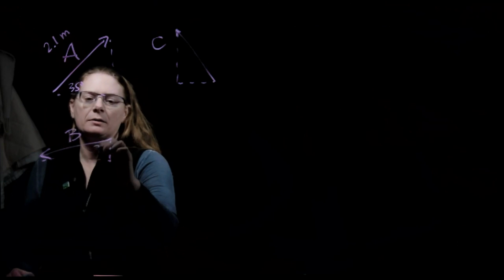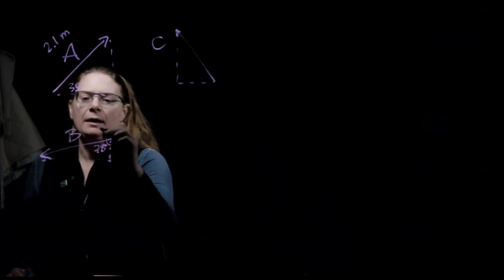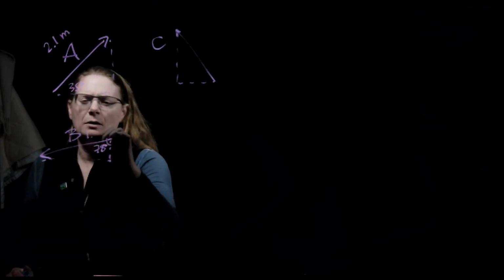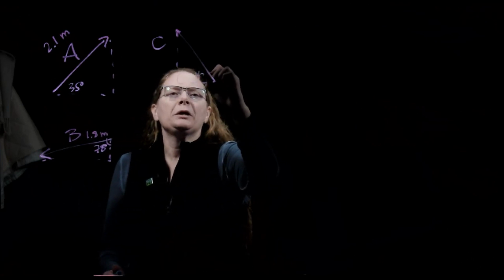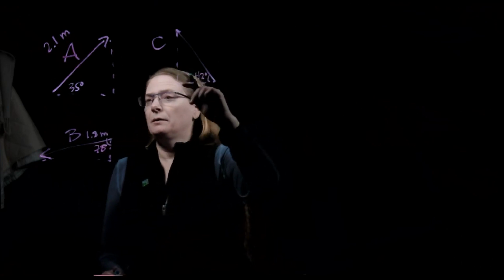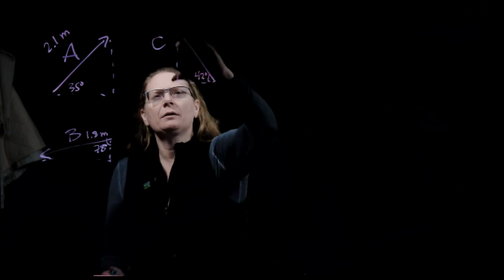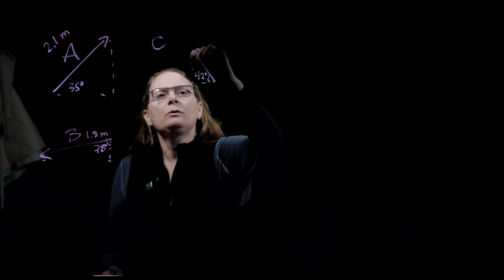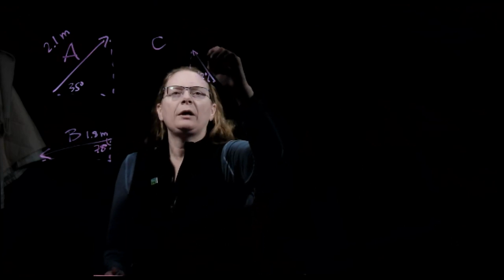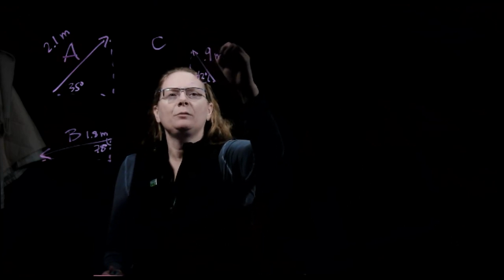Okay, so we have three vectors, and let's just say this is 35 degrees, and the magnitude is 2.1, we'll call it meters. Here, vector B, that's a pretty big angle. Let's say it's 78 degrees, and it's a little bit smaller. Let's call it 1.8 meters. Oh, let's go 42 degrees, and let's make it real short. So we'll make this 0.9 meters.